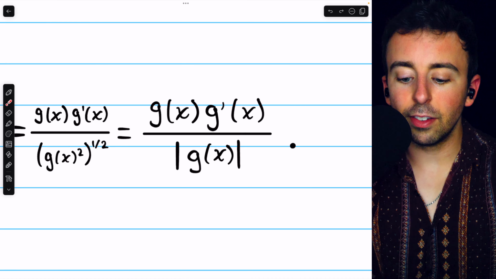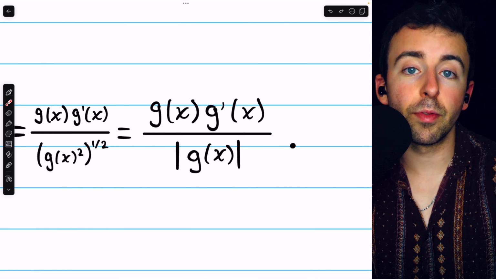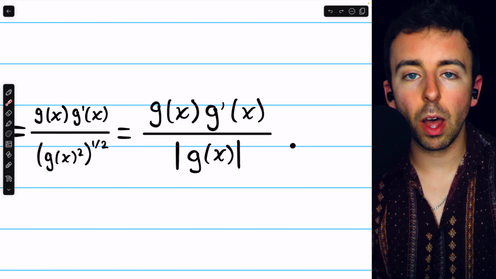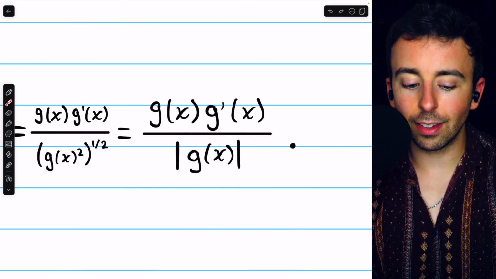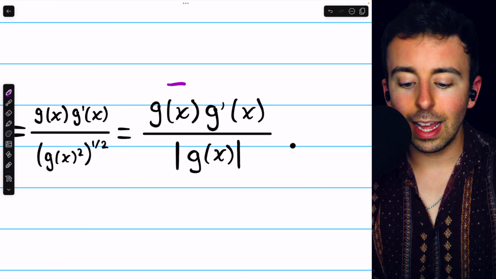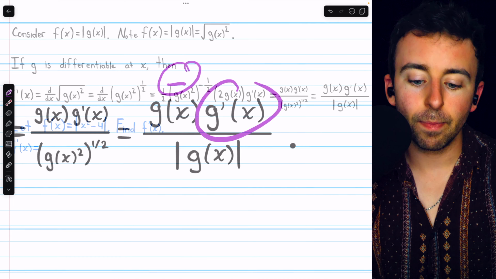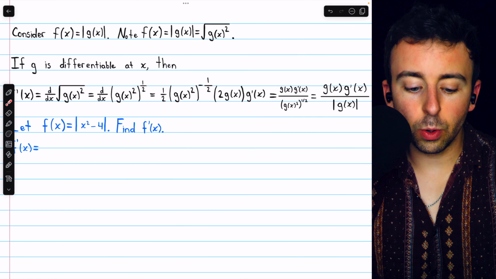So the derivative is just going to be g prime for the values of x where g is positive, but when g of x is negative, these two things will cancel out and give us a negative factor, and we'll just have negative g prime. Let's use this nifty formula to try out a quick example.